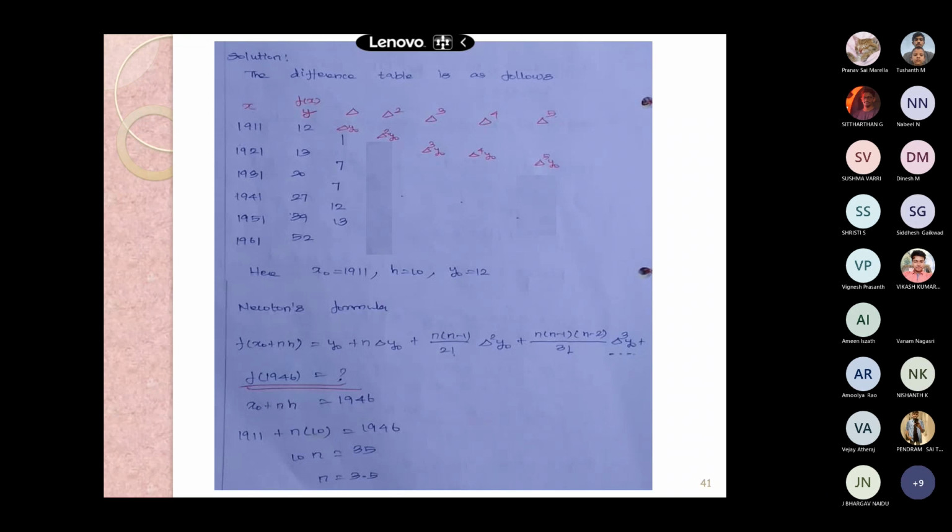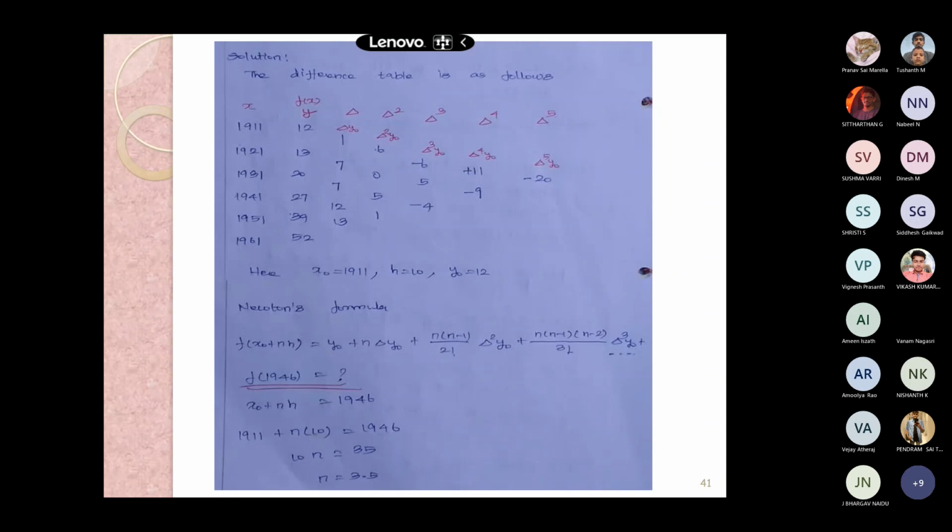13. Now try to find the differences of these first differences. 7 minus 1 is 6, 7 minus 7 is 0, 12 minus 7 is 5, 13 minus 12 is 1. Similarly, continuing: minus 6, 5, and minus 4, and then 6, 11, and minus 9. Now the fifth difference is minus 20. So this is what we are concerned with for 1946.